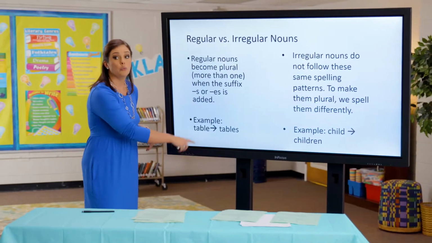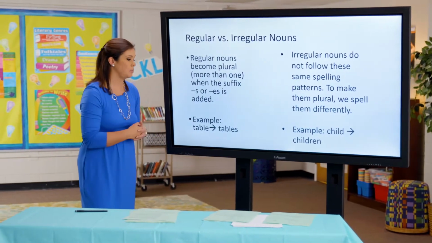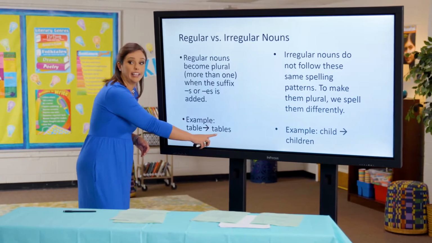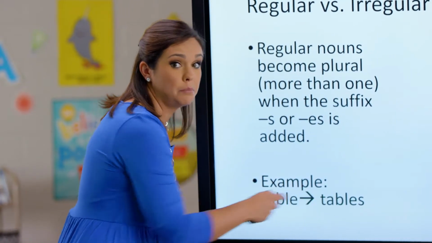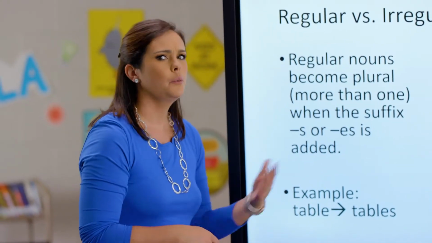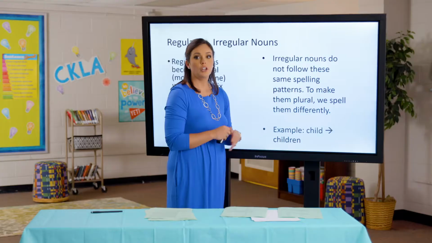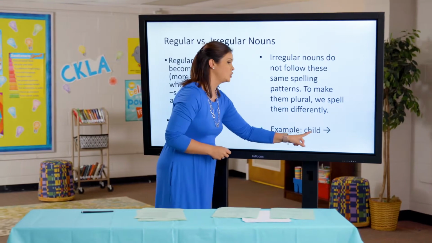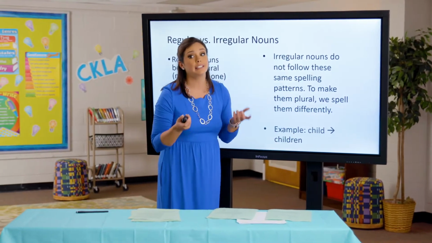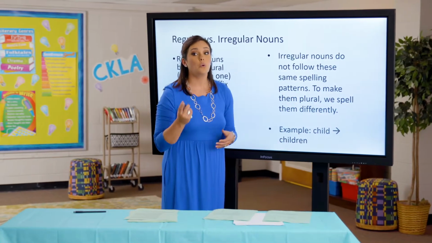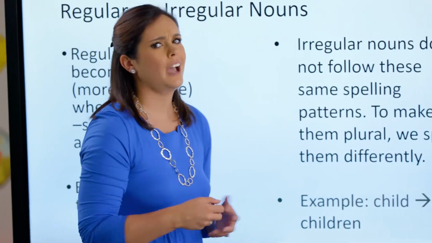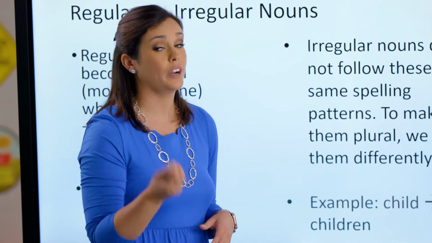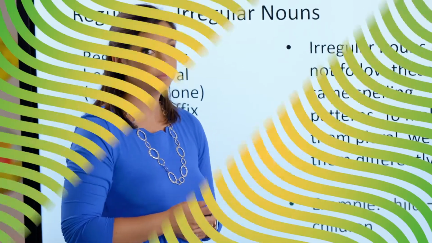For example, with a regular noun, if we want to make it plural, we just add s or es. Like in table, we changed it to tables to make the plural form. We just added s to the end. With an irregular noun, like child, we have to completely change the spelling of the word in order to make the plural form, like with children. Notice how we couldn't just put an s or an es on the end to make it plural.